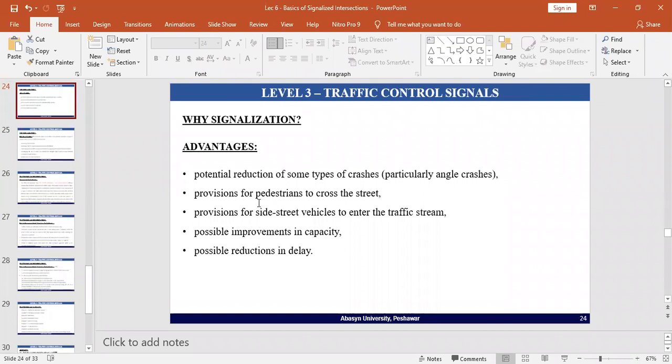There will be provision for pedestrians to cross the street, of course, if there are pedestrian crossing signals, so they will be able to cross safely. Side street vehicles will be able to enter the traffic stream. Improvements in capacity, possible reductions in delay. So these are all the advantages of signalization.